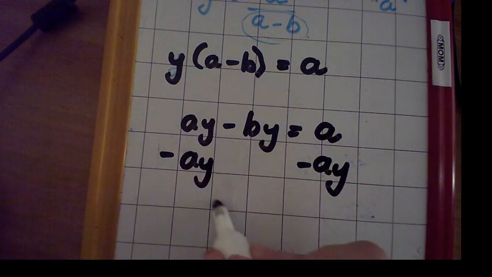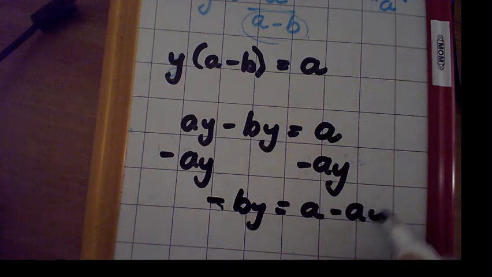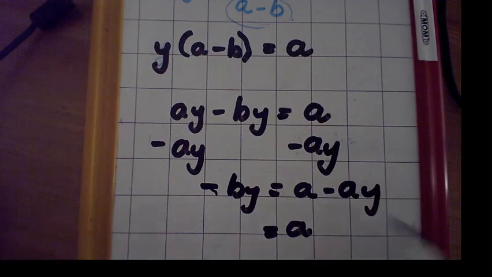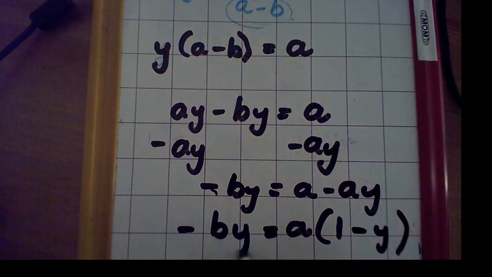So this leaves me with minus by. And this is a minus ay. Once again, can't simplify it because that's got a y and that doesn't. What did we do last time? We factorized. So we're going to take out that a and we're left with 1 minus y. And on this side, we've got minus by.